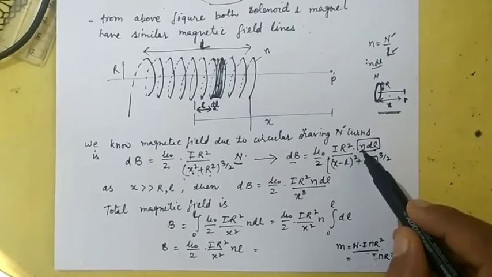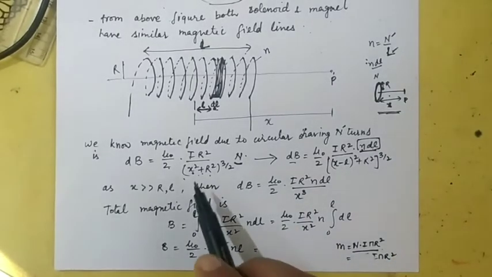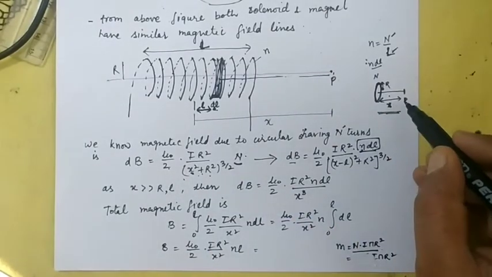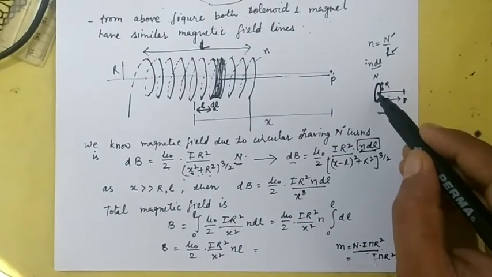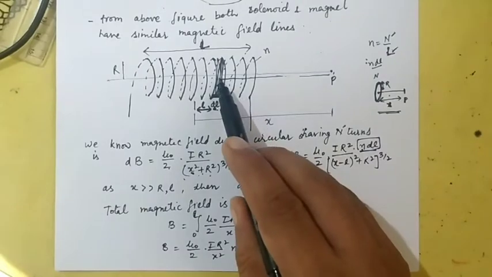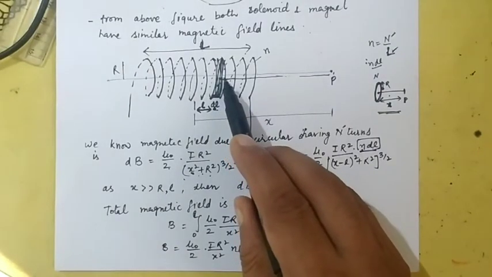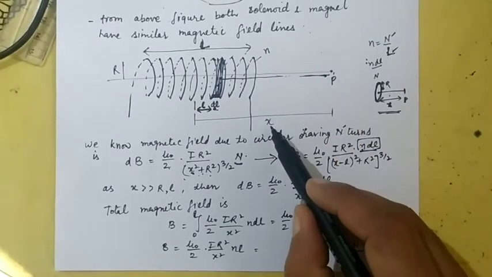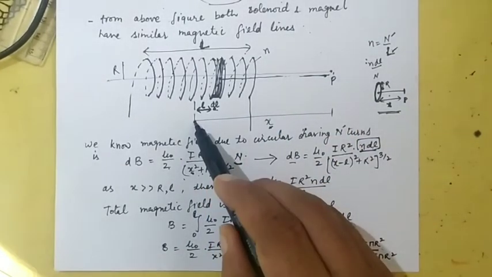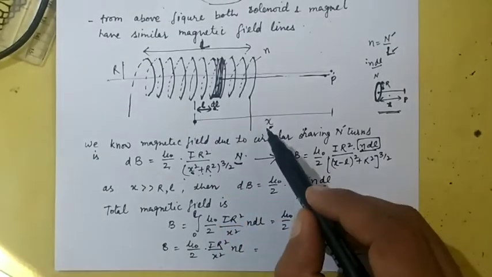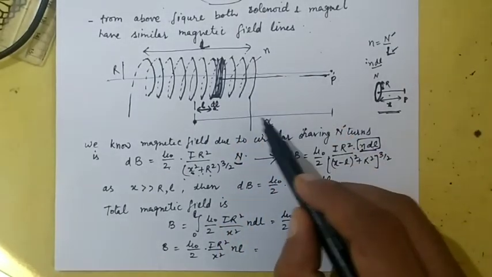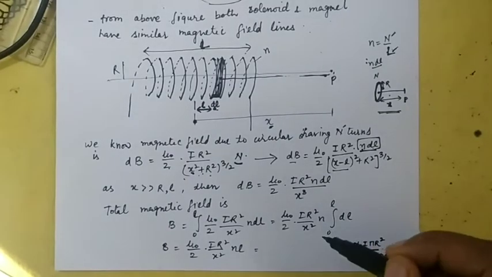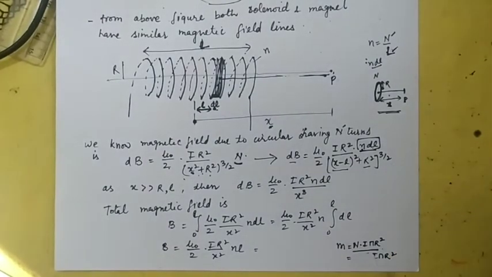So n into dl, now divided by x, where x is the distance from the point of observation to the center of the loop. Here the center of the loop is here, and we want to calculate this distance, but our x distance is from the center of the solenoid. So this distance will be equal to x minus L. So I put here (x minus L) whole square plus r square, to the power 3 by 2.